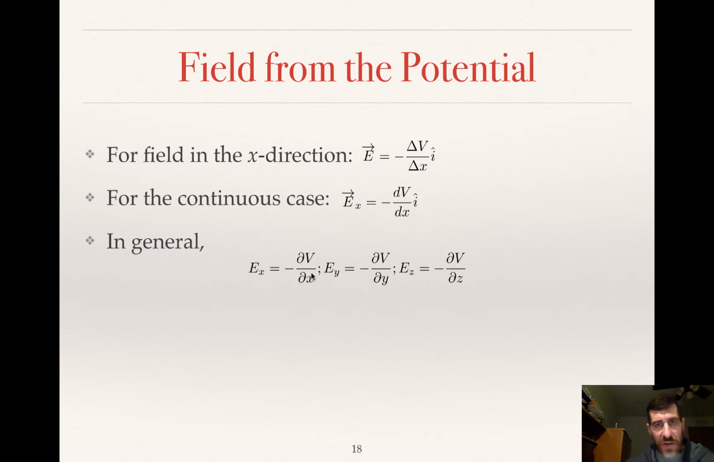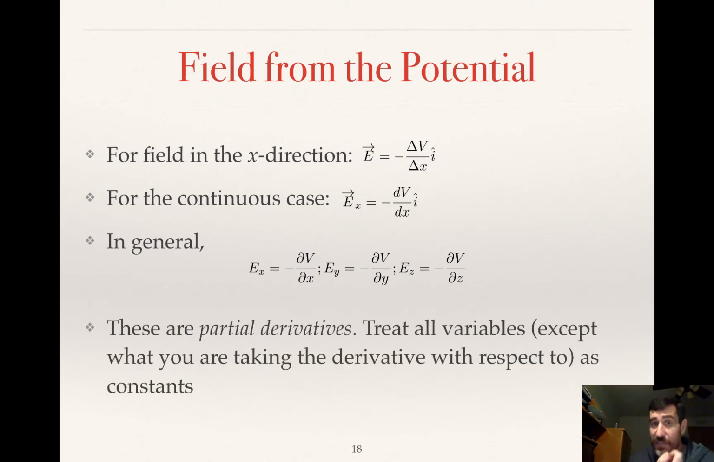Now, notice that these derivatives look like a funny looking d, and in fact, that's because these are defined as partial derivatives. So, in general, if our potential is a function of x, y, and z, to calculate the x component we want the partial derivative with respect to x. To get the y component, we need the partial derivative with respect to y, and for the z component, the partial derivative with respect to z.